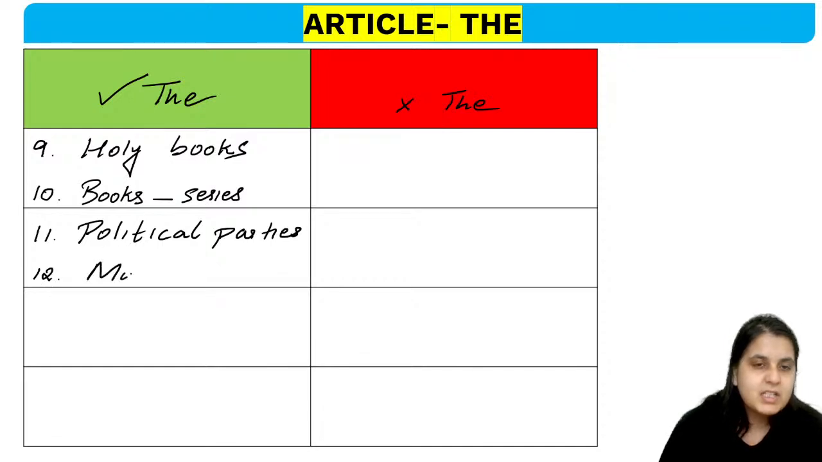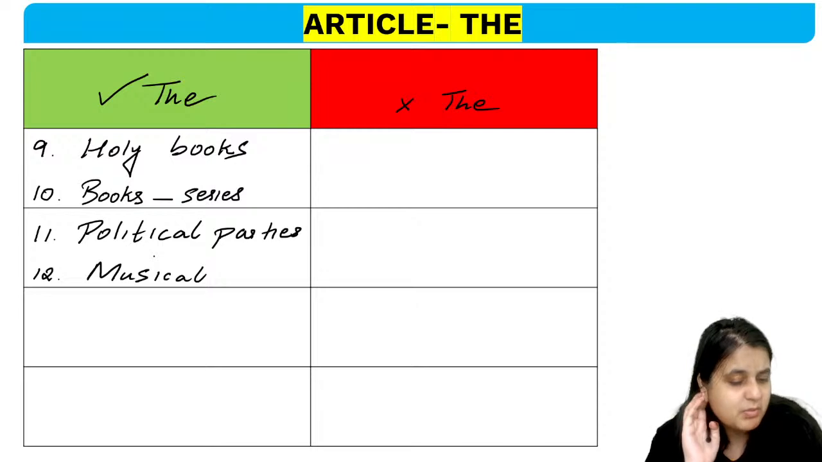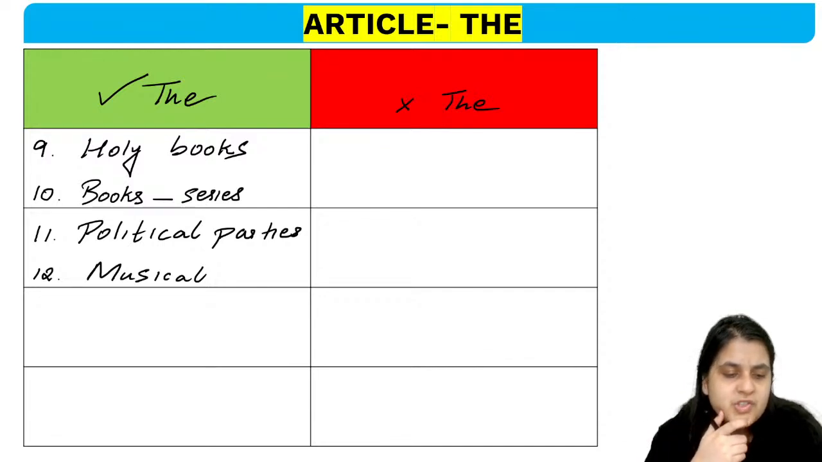Next one. We use the before musical instruments. We use the before a single book? No, it depends upon the book. For example, Pride and Prejudice will not take the, but if I say the story of a Wimpy Kid or something, then the comes before it. The Three Mistakes of My Life, the comes before it. No, no, Shivani, we don't use it.